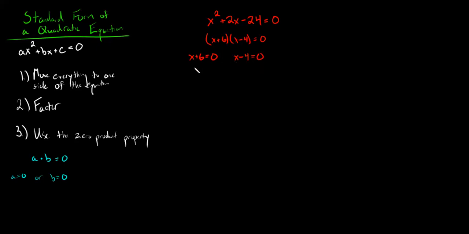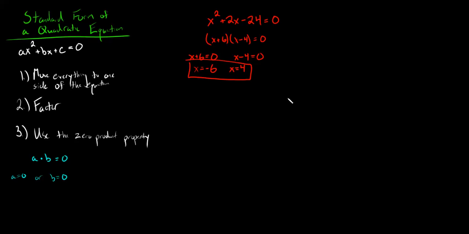Okay, so when I solve for x in this equation, I would subtract 6 from each side. So I would get x equals negative 6. And in this equation, to solve for x, I would add 4 to each side. That would get us 4. Which means we have two answers of negative 6 and positive 4, okay?